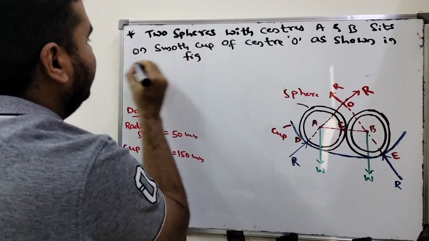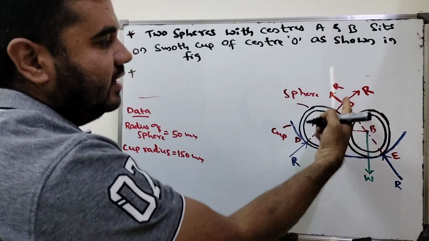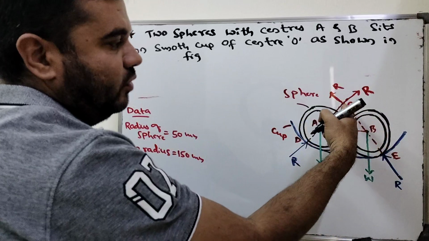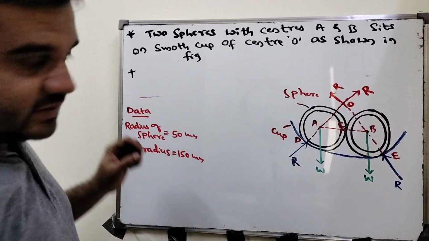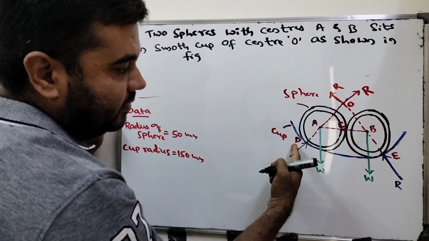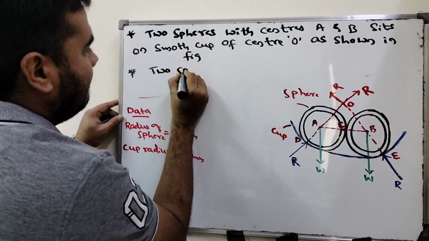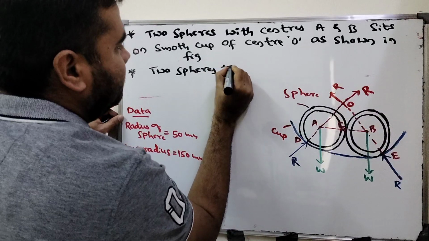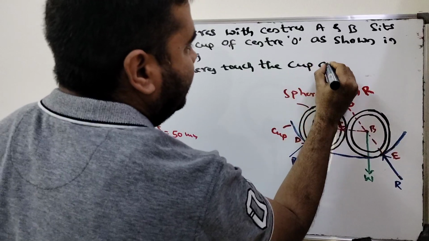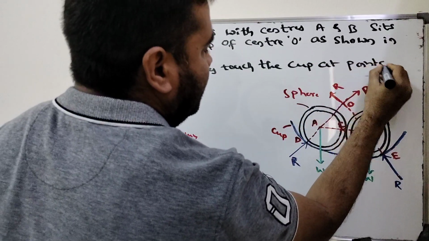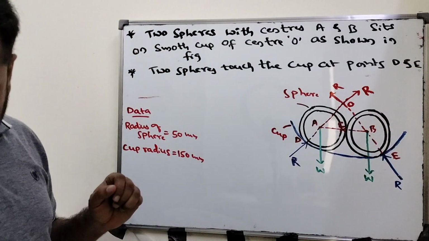It means the first point explains that the two centers of the spheres are A and B, and the cup center is O. The two spheres touch the cup. Where do the two spheres touch the cup? At points D and E, right? So the next point is, two spheres touch the cup at points D and E respectively. This is the second point here.